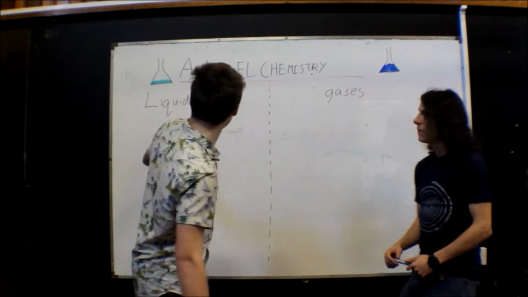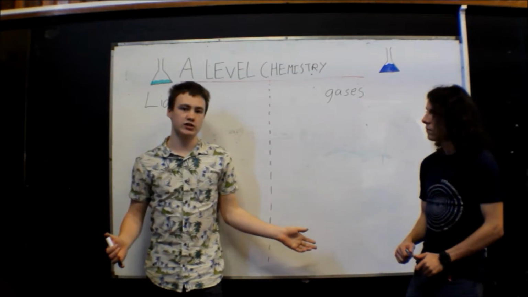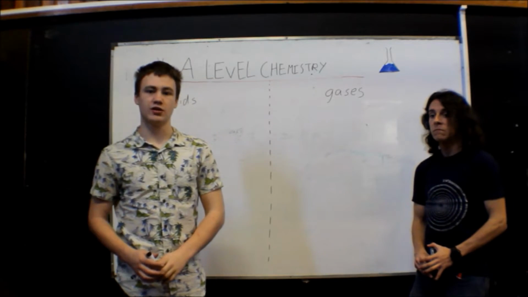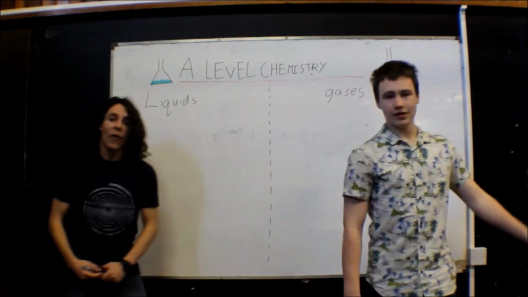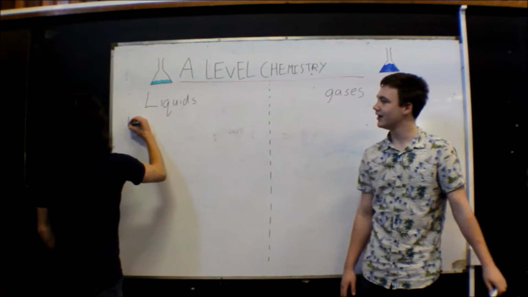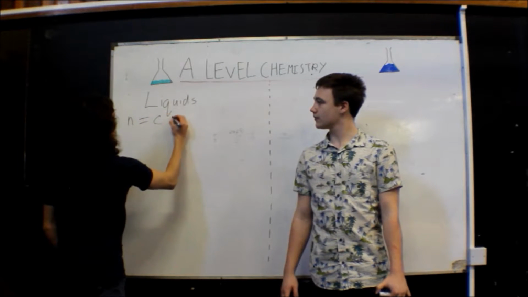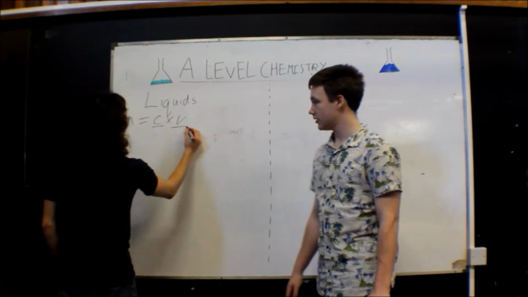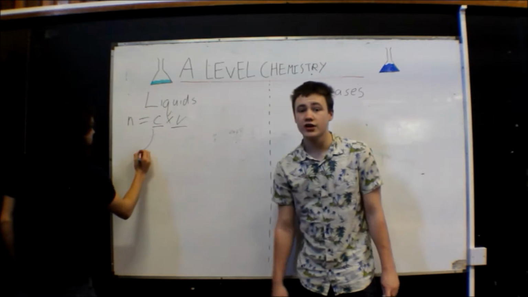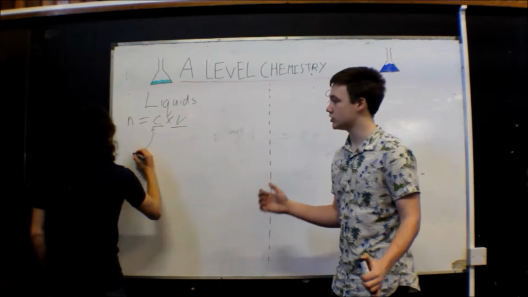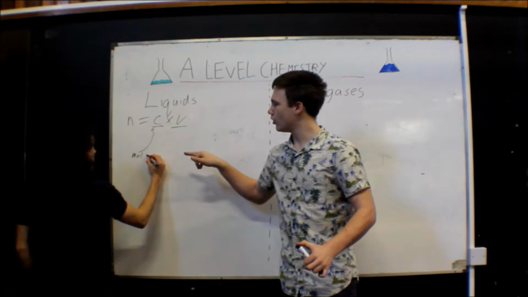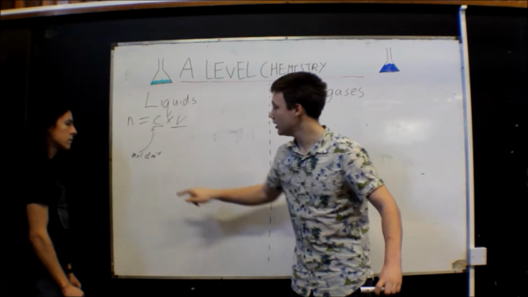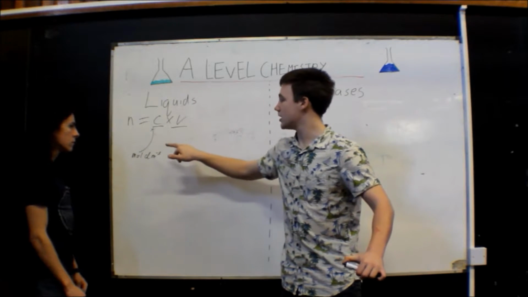Alright, and now we're on to liquids and gases with the mole equations. So first we'll do liquids, because it's the order in the book and just seems a bit logical to do that first. Well, the equation is n equals C times V, where C is the concentration and V is the volume. Now concentration is in moles per decimeter cubed. Now how do you write that? You put mol dm to the -3.